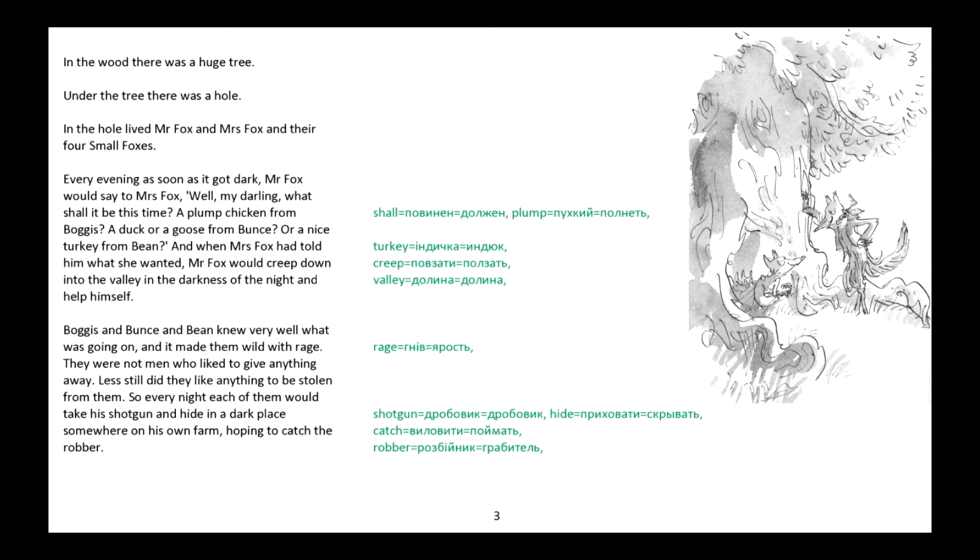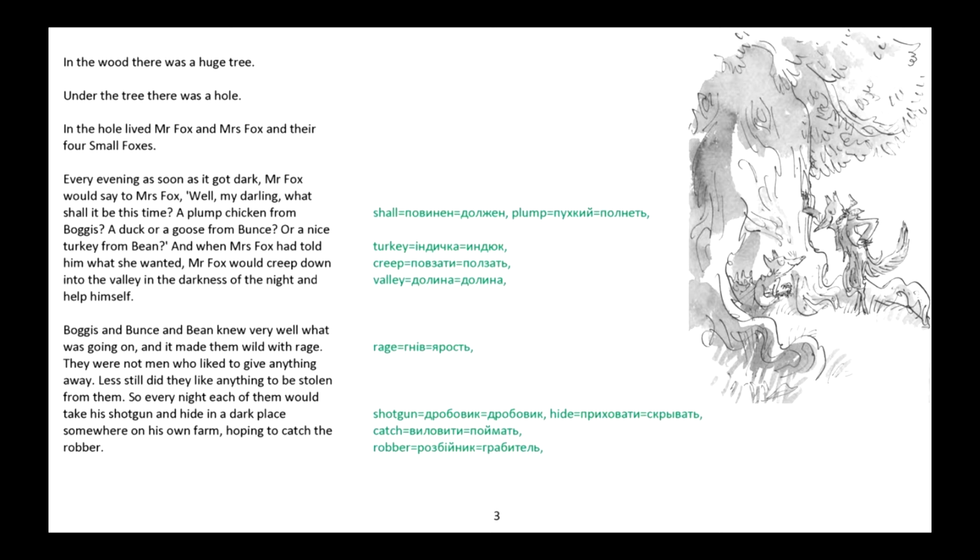Every evening, as soon as it got dark, Mr. Fox would say to Mrs. Fox, "Well, my darling, what shall it be this time? A plump chicken from Bogus? A duck or a goose from Bunce? Or a nice turkey from Bean?" And when Mrs. Fox had told him what she wanted, Mr. Fox would creep down into the valley in the darkness of night and help himself.